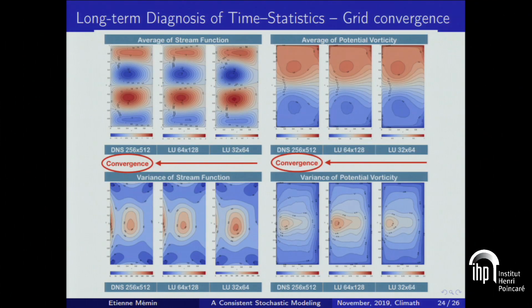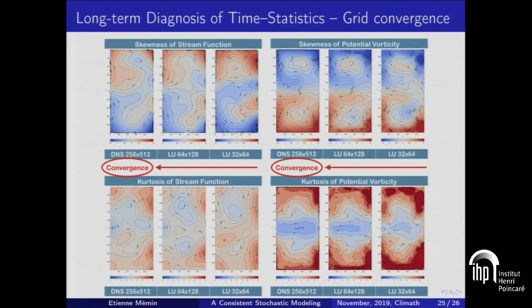We can check that we have grid convergence. So now if you refine the grid, then you converge to the truth. And it goes quite fast, because even with 32 by 64 resolution, you have something that is quite close to the reference. And that's the same for the kurtosis or the skewness.